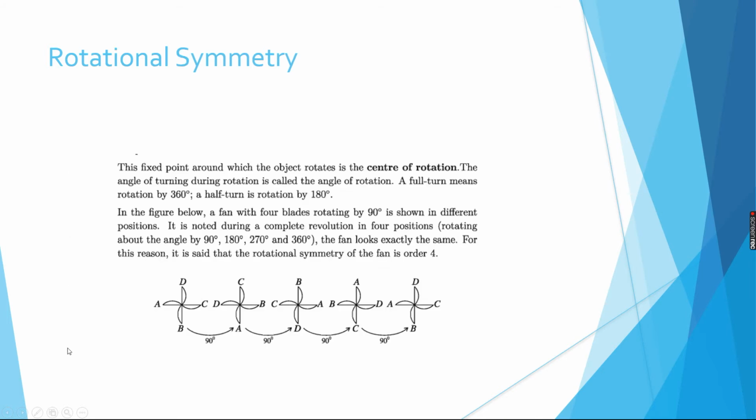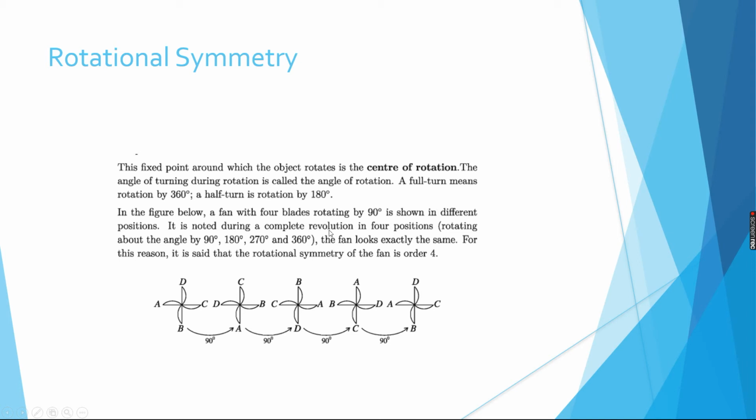Now another topic, the fixed point around which the object rotates is the center of rotation. The angle of turning during rotation is called angle of rotation. Rotation means turning. Okay, a full turn means rotation by 360 degree. A half turn is rotation by 180 degree. In the figure below, you can see a fan with 4 blades, A, B, C, D. Rotating by 90 degree is shown in different positions.